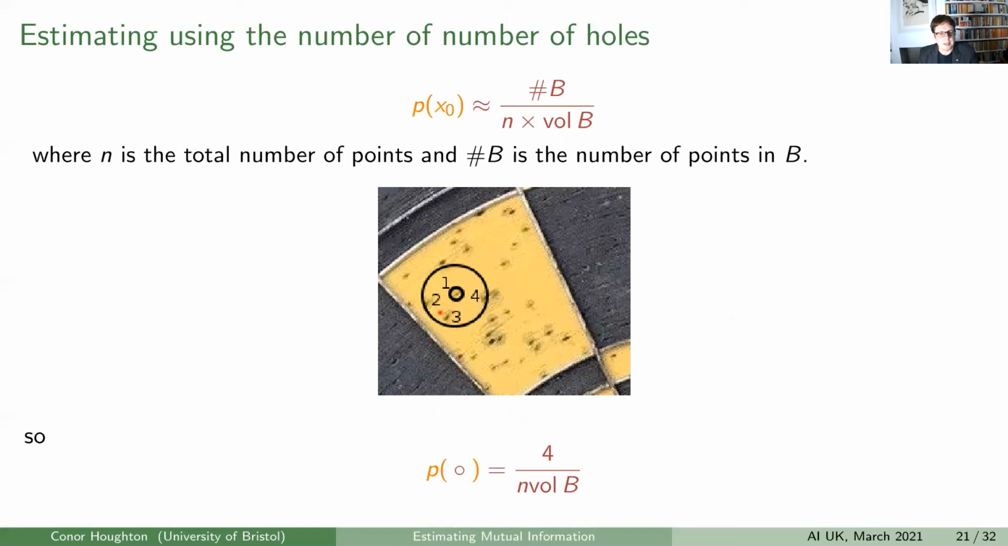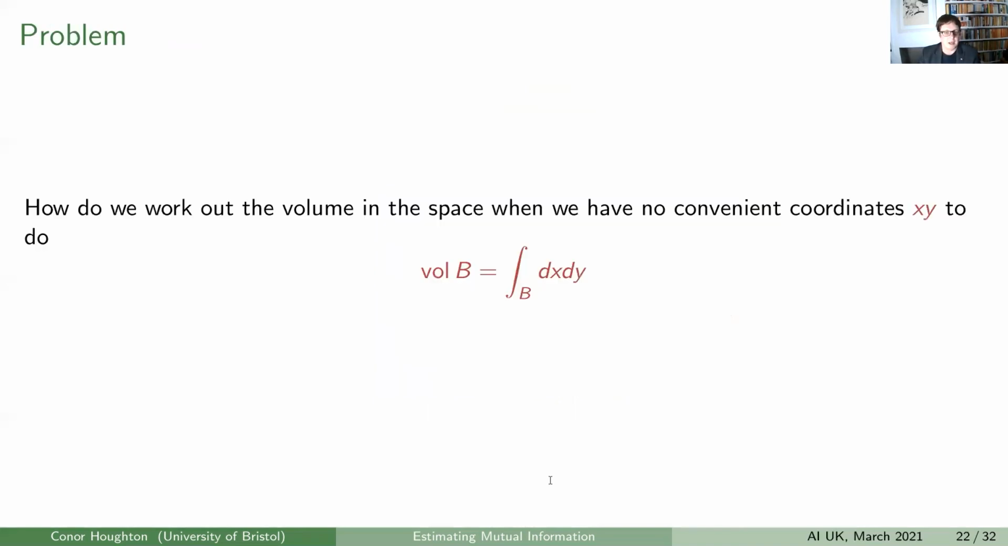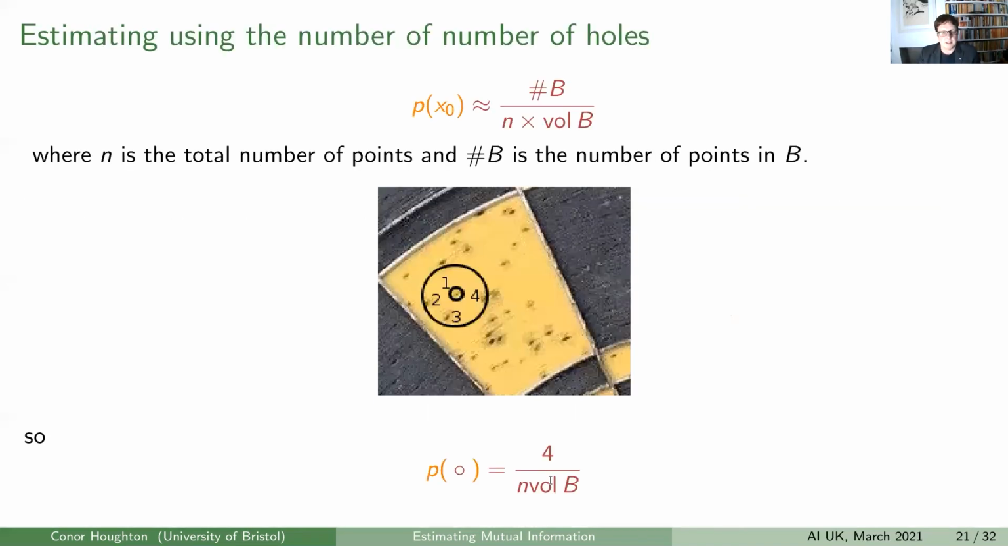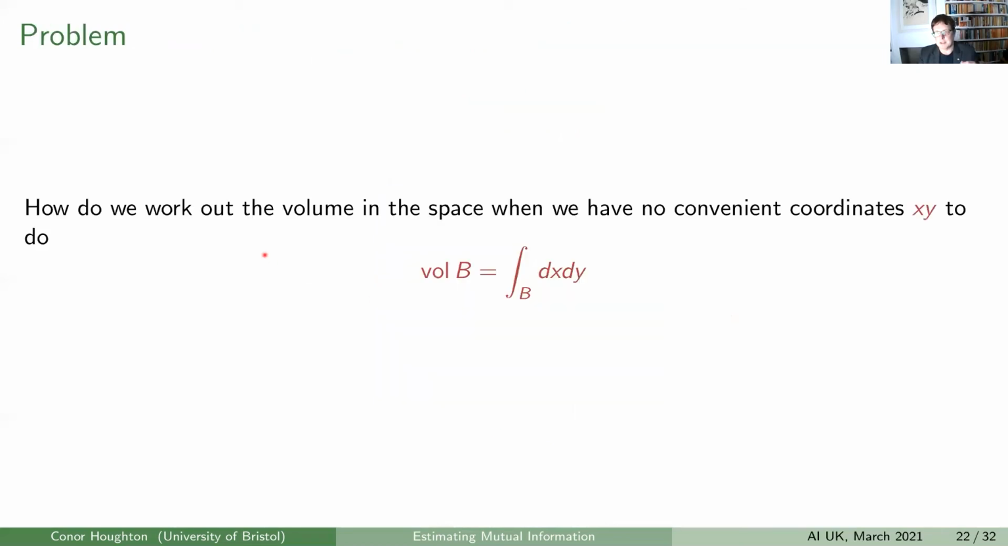So for this little region here, the probability density is estimated as being 4, because that's the number of holes, the number of events inside the region, divided by the volume of the region, which is the fraction of the dartboard represented by this little circle, multiplied by the total number of holes, which I haven't counted, unfortunately. The problem is that that's assuming that we can work out this volume. That's easy enough for a dartboard, two-dimensional space with coordinates. You just integrate the coordinates.